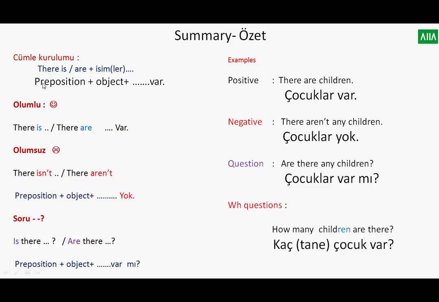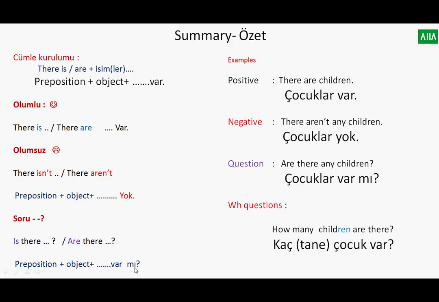Let's continue. Look at the formula, how we make the order of the sentences here in Turkish. This is the Turkish version. You should start with preposition, after object, and after you say var. Preposition, object, and after var, which is the positive form. As you see here, the example, there is, there are, after, which is var. If it's negative, you only use preposition, object, and after yok. If it's the question form, you should say only preposition, object, and var mı.